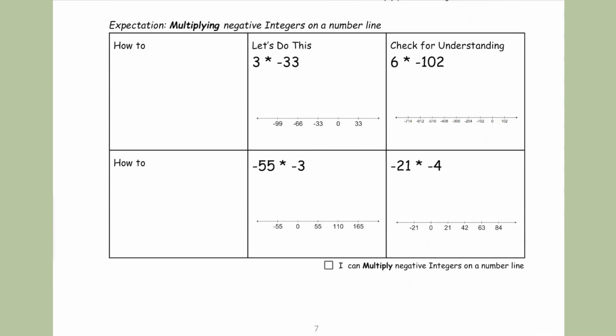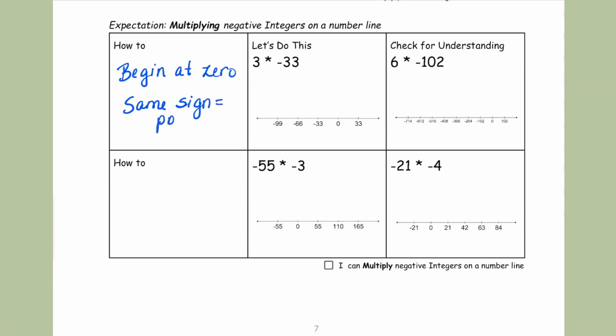Well, it really doesn't, because you can choose which number is your spacer and which number is your jumper. So for example, in this first problem, you see that the spacing that I'm using, the scale that I'm using, the increments that I'm using are based on 33. So here again, we're going to begin at 0, but we're jumping negative 33 spaces. And we're going to do that a total of 3 times.